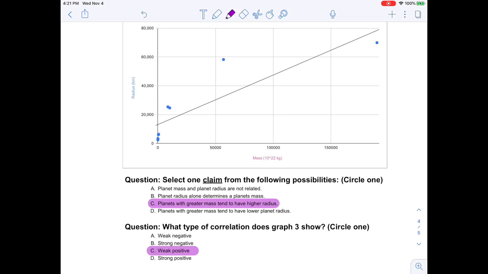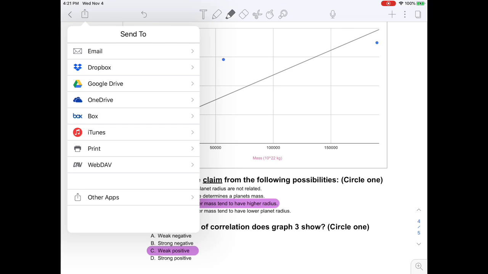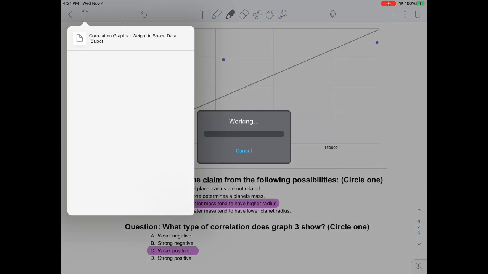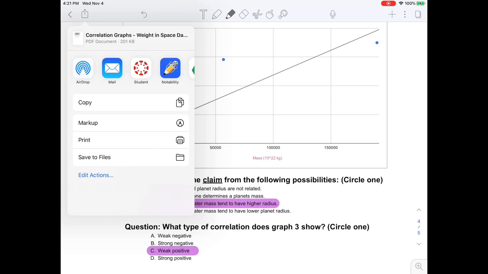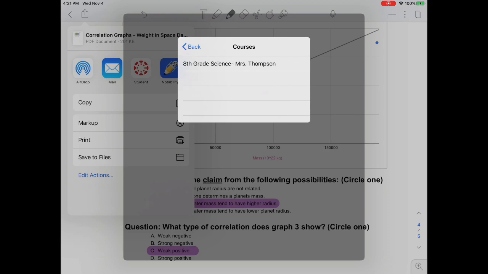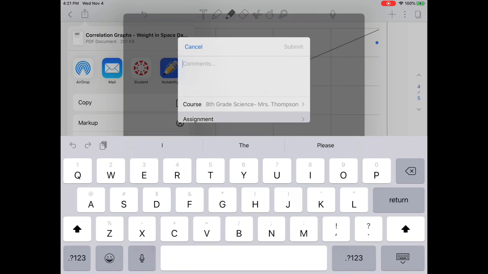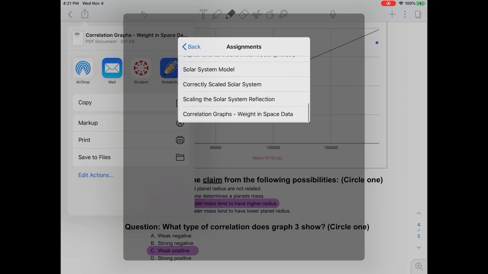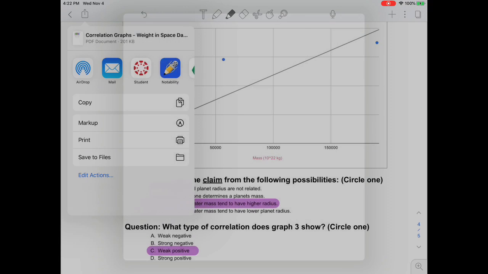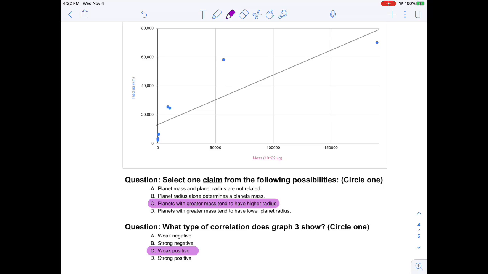So in order to turn in this assignment, you're going to click on the box in the upper left that has the arrow coming out of it. Then you're going to select other apps, and then you're going to click on share note. So it's going to get that ready. Now I want to share it to Canvas. So I'm going to click on the Canvas app. You need to make sure that you select my class, Miss Thompson. And then for the assignment, you're going to scroll all the way to the bottom, because this is our most recent assignment, and you're going to select correlation graphs, weight in space, this one right here. So once you have that selected, you're going to hit submit, and you are completely done with this assignment, and it's been turned in.